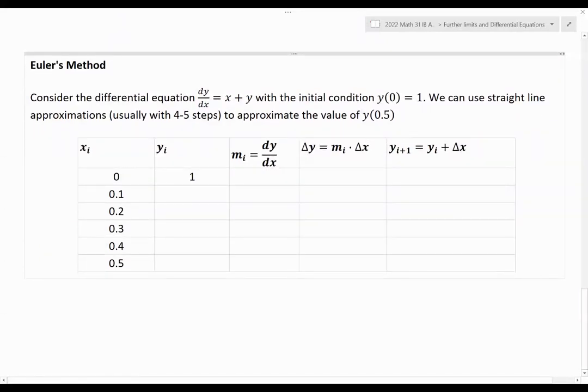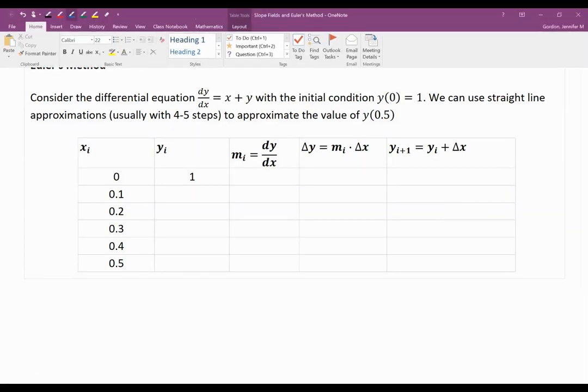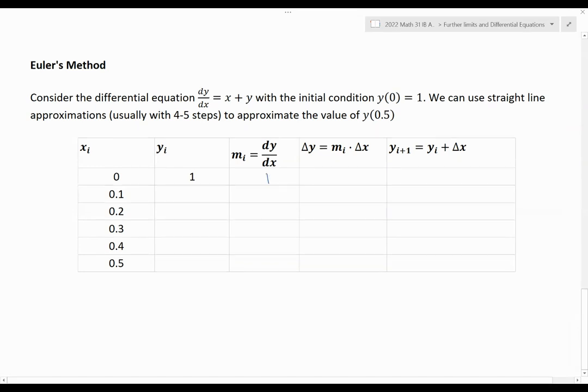If I know a solution on the differential equation, and I'm wanting to use it to approximate a value at a different value of x, but I don't know the actual relations, then usually with 4 or 5 steps, we can approximate things that are close by, essentially using straight line approximations. So if I start with the value I'm given, x equals 0 when y equals 1, then I can use this differential equation to find the slope at that point. So 0 plus 1, the slope here is 1.